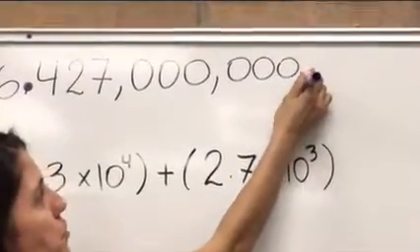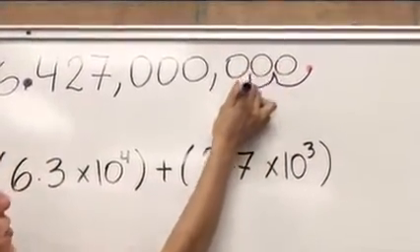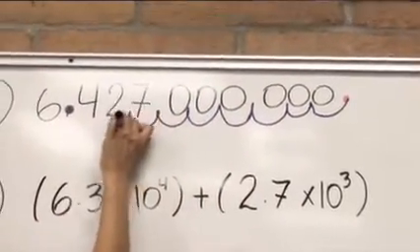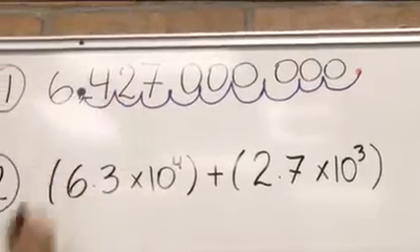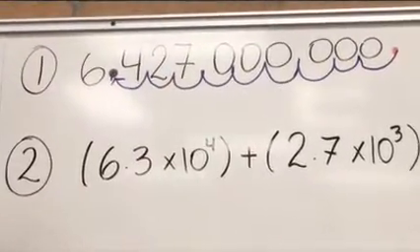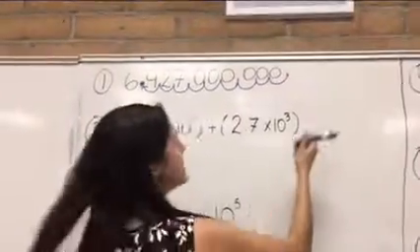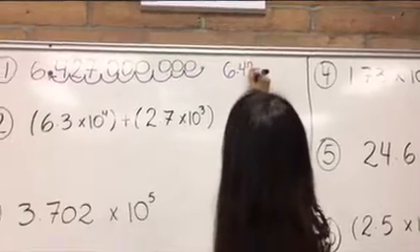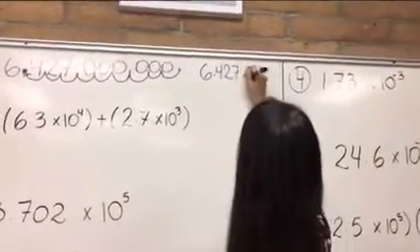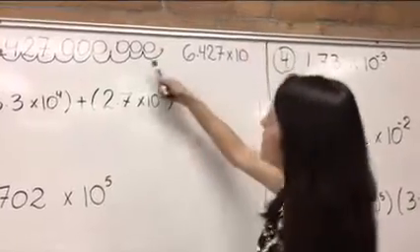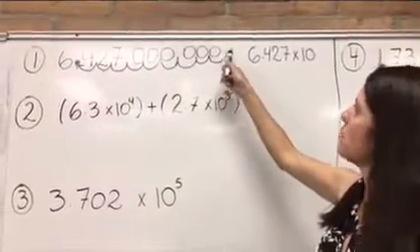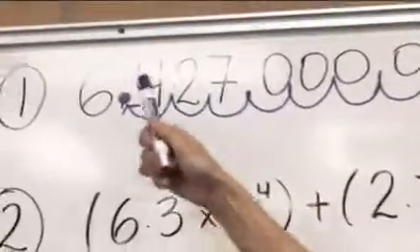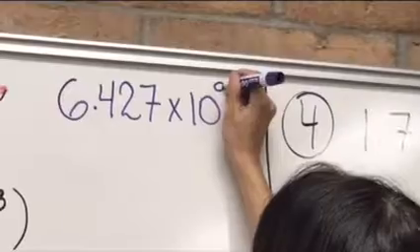So I'm going to have to move it 1, 2, 3, 4, 5, 6, 7, 8, 9 times. So what I'm going to write here as my answer is 6.427 times 10, and the exponent is how many times I had to move this. Remember, 1, 2, 3, 4, 5, 6, 7, 8, and 9 times. So my exponent is 9.